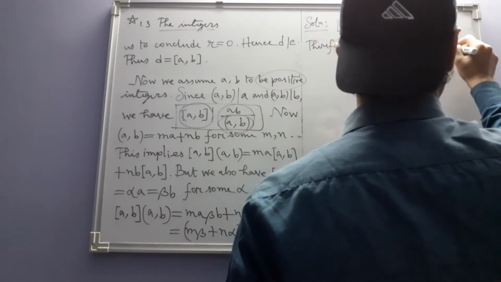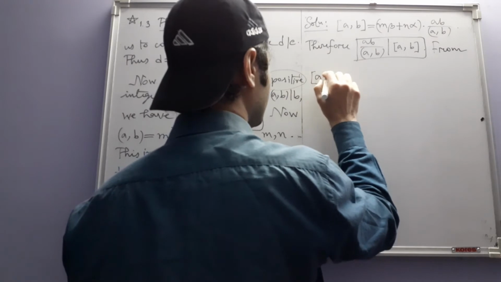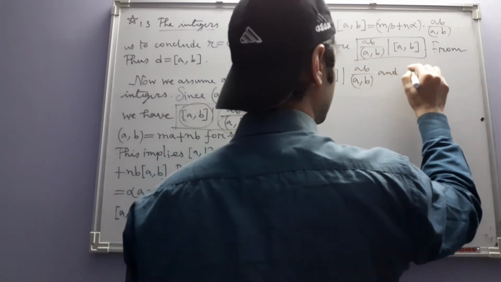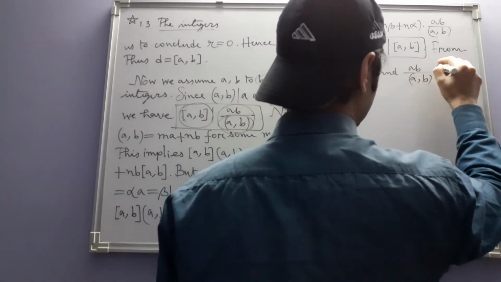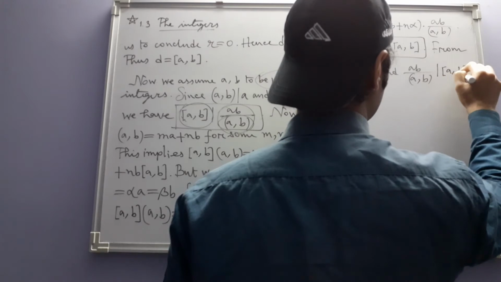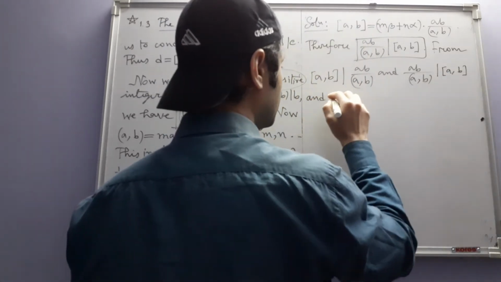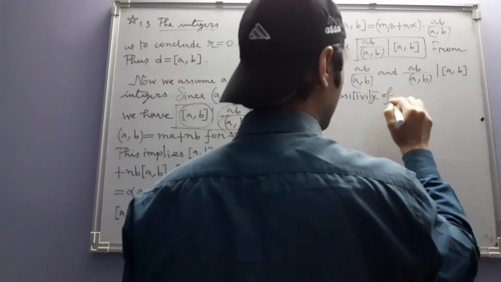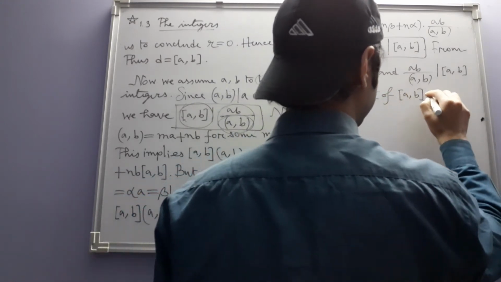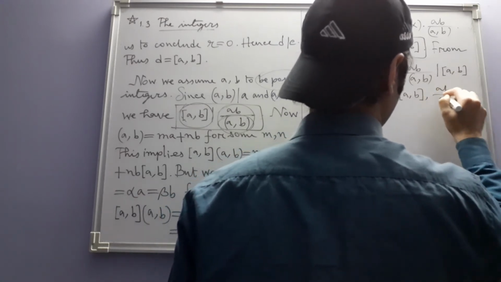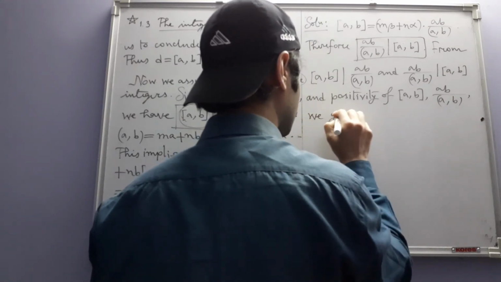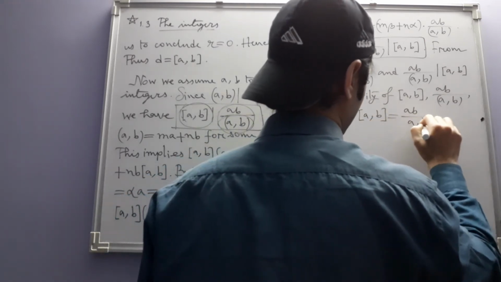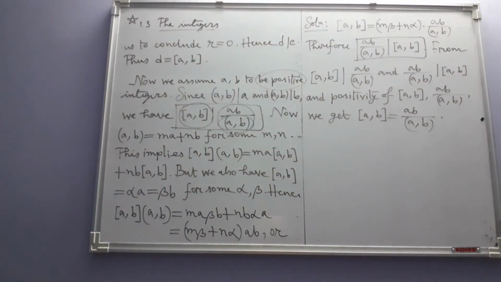So from this dividing AB by GCD and this also dividing the LCM, and positivity of both these numbers, we get what we were trying to prove. Okay, so here the solution ends.